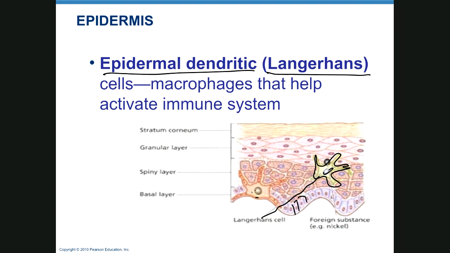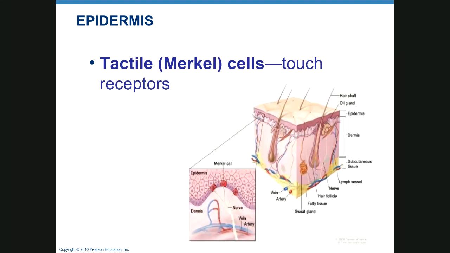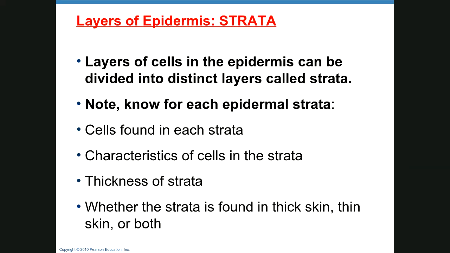Okay, the other cells found in the epidermis are going to be the tactile receptors. You can see them here. These are Merkel cells, and these are the only tactile receptors found in the epidermis. So what we're going to do is start looking at all of the different types of layers that we find in the epidermis. We call the layers strata. Strata is plural. Stratum is going to be singular.